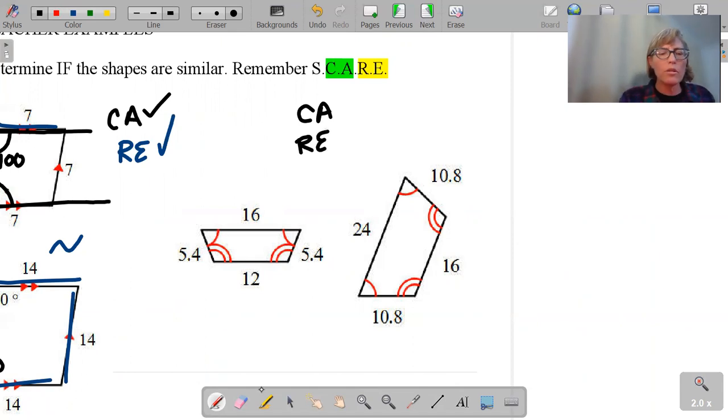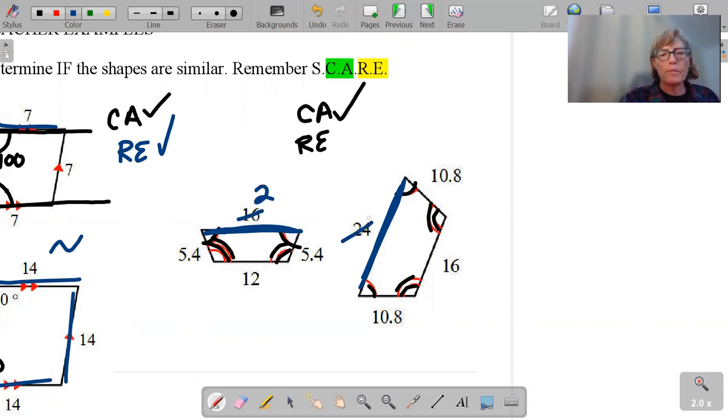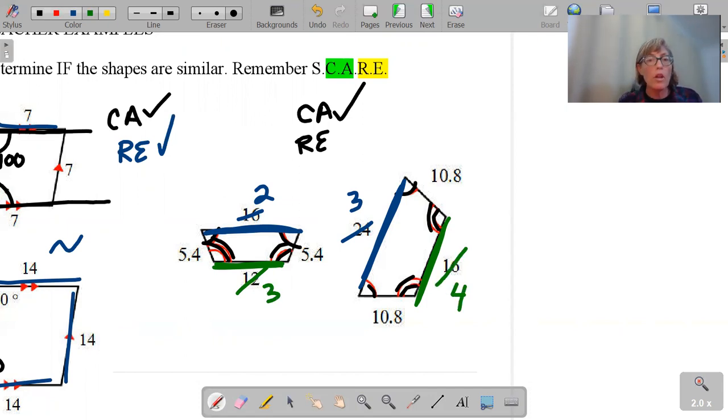Let's check these ones, congruent angles. So these are congruent to these, they match. These are congruent to these, they match. Check, congruent angles. Let's check the ratio. Long side to long side, 8 goes into both. It's a 2 to 3 ratio. Short side to short side, what goes into both? 4. 4 goes in here 3 times, 4 goes in here 4 times. Wait a minute, the ratios are not equal. 2 to 3, 3 to 4. So we would say these are not similar.